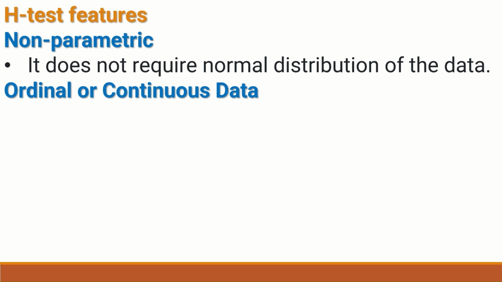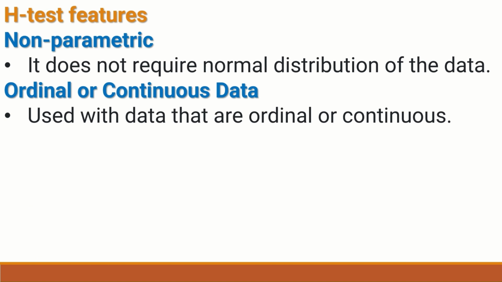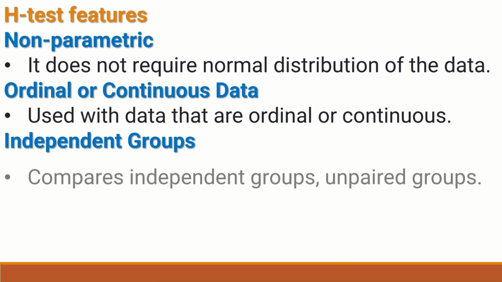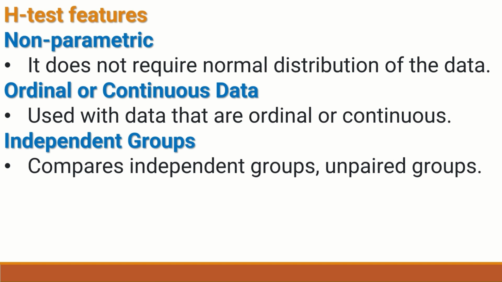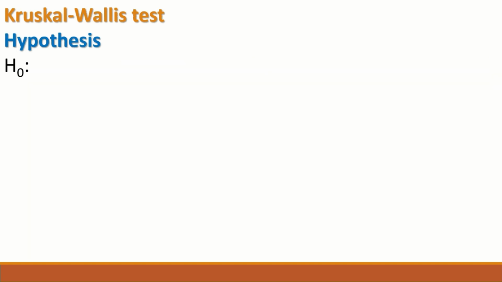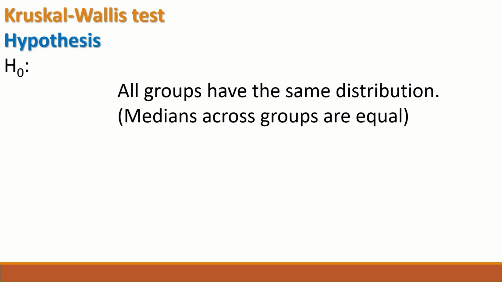The data can be ordinal or continuous. Ordinal data is categorical data with order in it, such as a Likert scale, which is used in surveys and questionnaires. Continuous data has a numerical scale, but is not normally distributed in this case. So the H test can be performed on data that are ordinal or continuous. The test can be performed when there are multiple groups, and it compares these groups that are unpaired, unmatched, independent of each other.